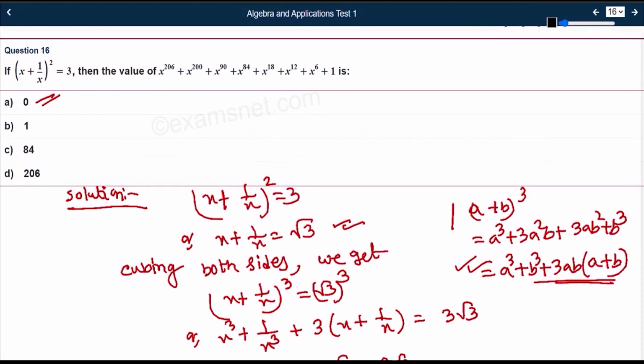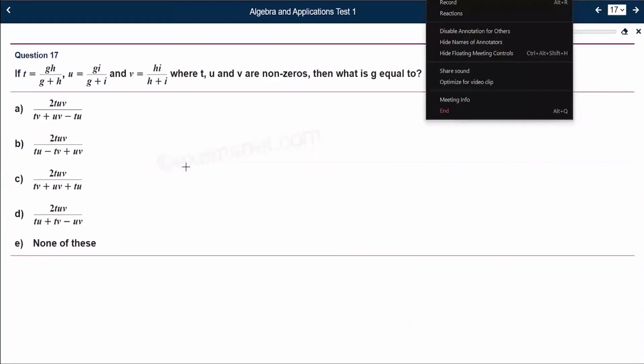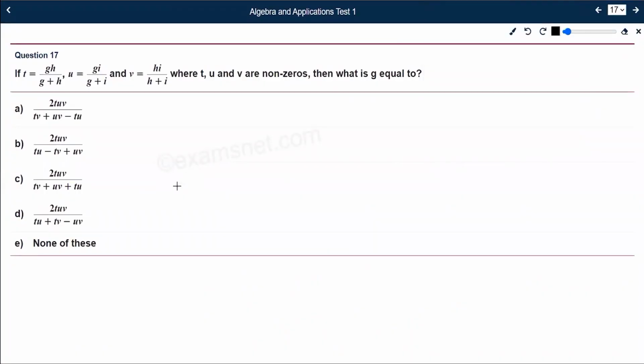Now let's move towards the next sum. Let's start with question number 17. If T, U and V are given in terms of G, H and I, where T, U, V are non-zeros, then what is G equal to? You can see there are 5 options given. One is none of these. 4 different values are given that could be equal to G, right?